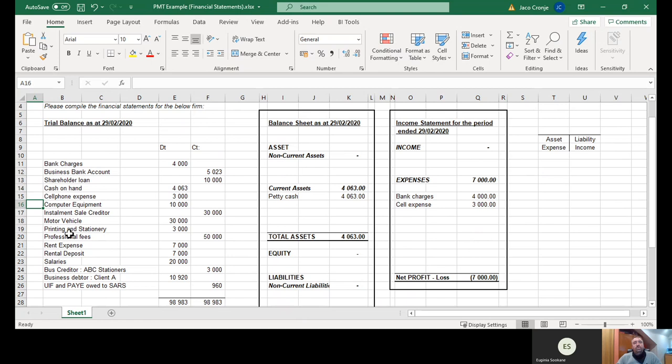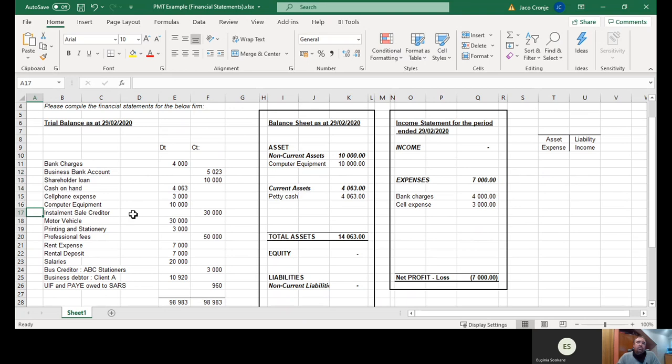Right, next one, computer equipment. This has got a debit balance of R10,000, which means we are looking at those two classifications over there, asset or expense. Will I be able to use a computer for more than 12 months? And the answer is yes. Most likely, I will be able to use this computer for 3 or more years. So that means it's an asset, and I'm going to classify that as a non-current asset. Therefore, computer equipment, non-current assets. The value was R10,000.